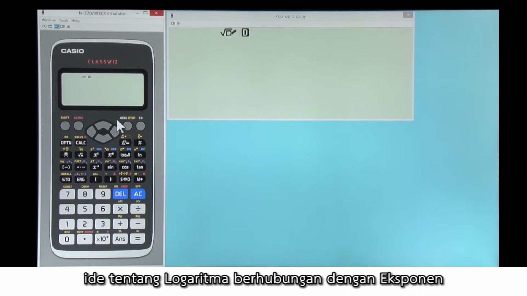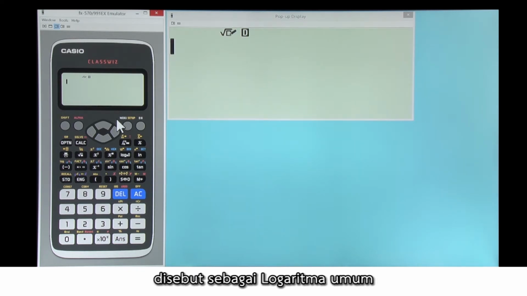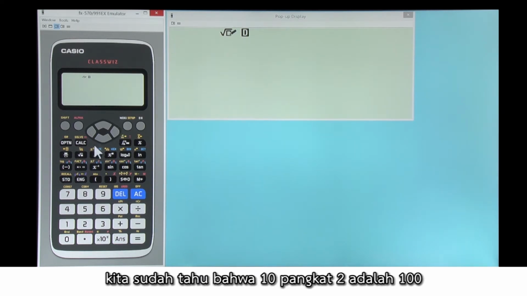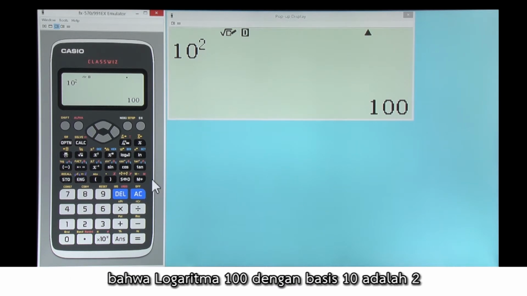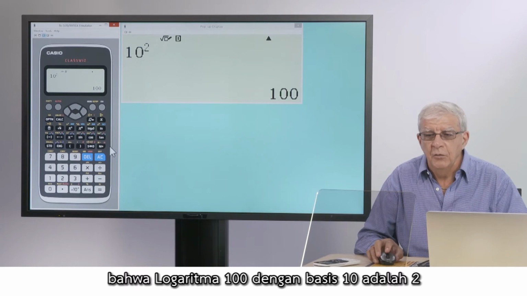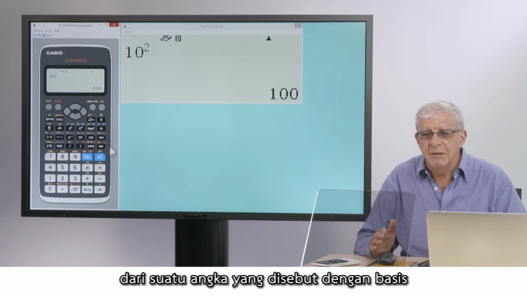The idea of a logarithm is connected to the idea of an exponent. Let's firstly think about logarithms to base 10, which are sometimes called common logarithms. We already know that 10 to the power of 2 is 100. We describe this relationship by saying that the logarithm of 100 to the base 10 is 2. The logarithm of a number is the power to which you have to raise the base to obtain the number.